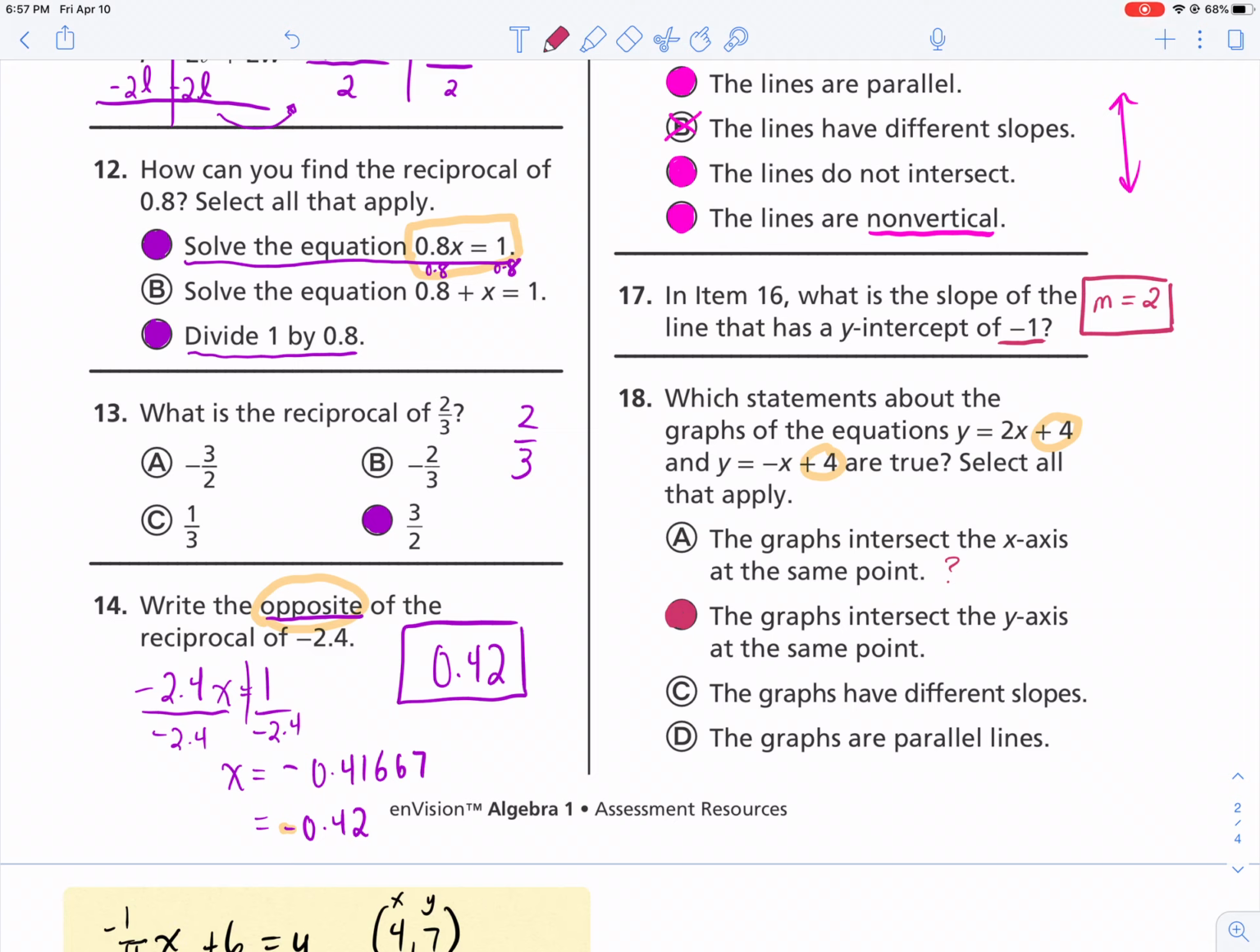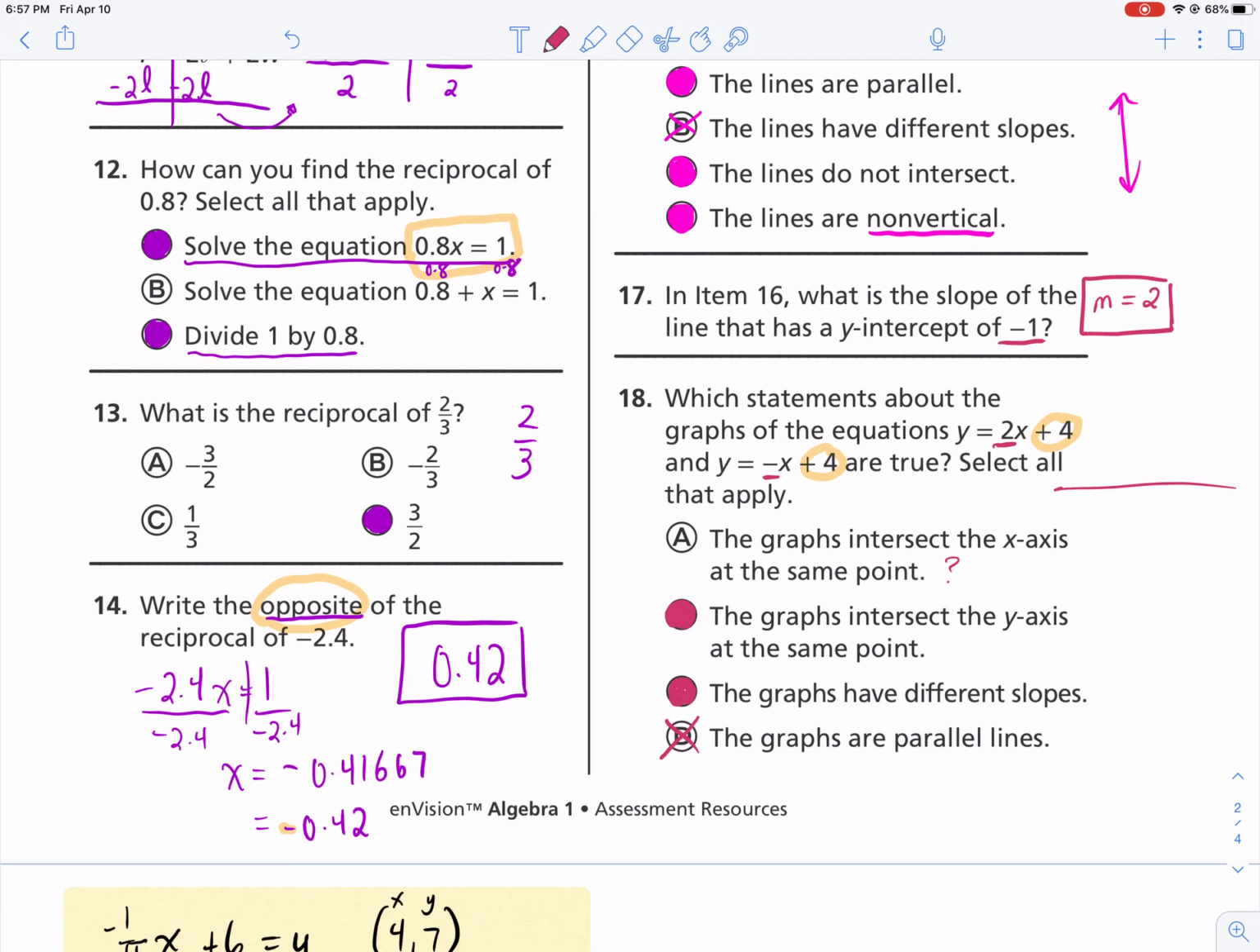C, the graphs have different slopes. Okay, look at them. This first one has a slope of 2, and this one has a slope of negative, do we say x? No, remember, we don't want to know about your x's. We just want to know numbers for slope. So that one's going to end up being -1. So the graphs, yes, do have different slopes. And then D, are the graphs parallel lines? Well, just like we saw in number 16, parallel lines have to have the same slope. But in this case, they're different, so it can't be that one.